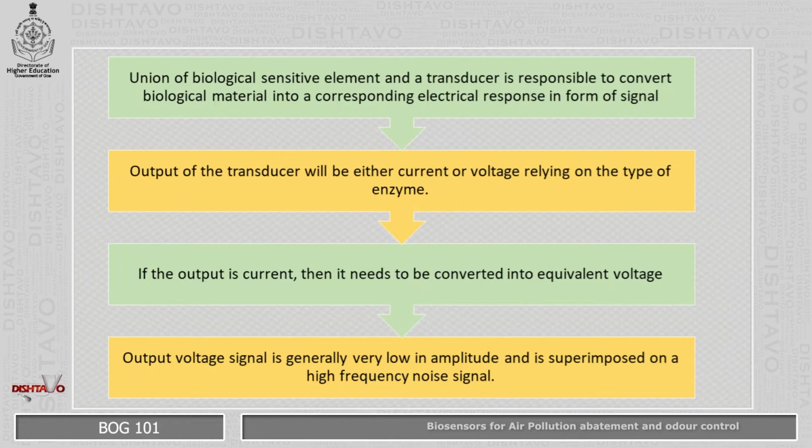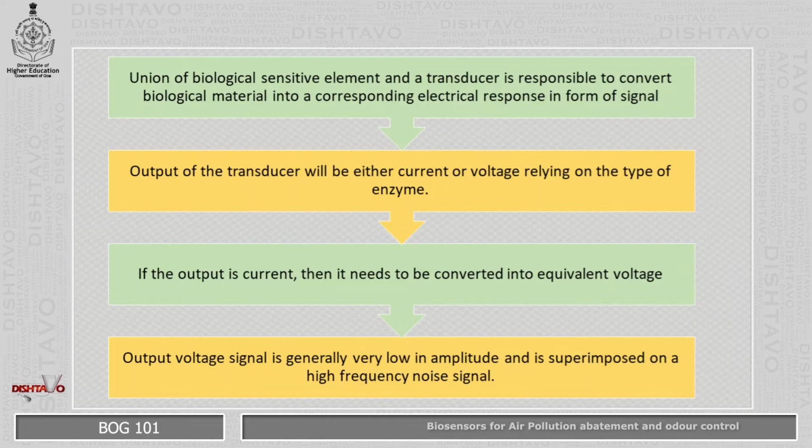So the union of biological sensitive element and a transducer is responsible to convert the biological material into the corresponding electrical response in the form of a signal. So the output of the transducer will be either current or voltage, which relies on the type of enzyme. If the output is current, then it needs to be converted to equivalent voltage.